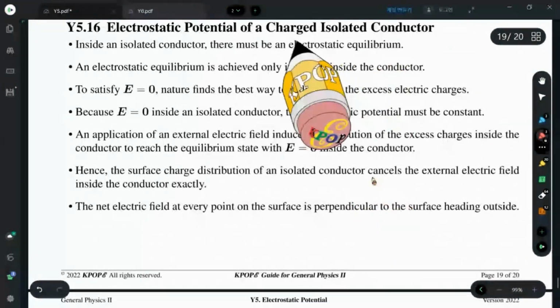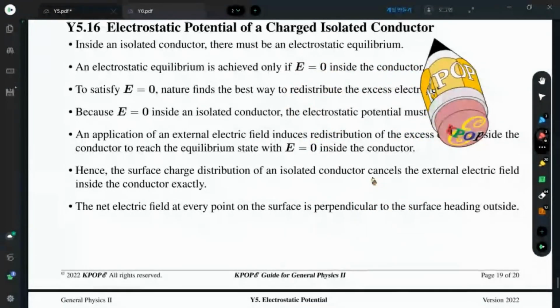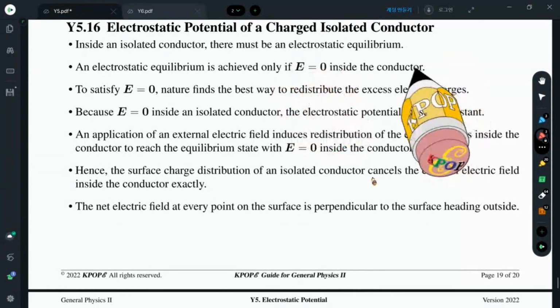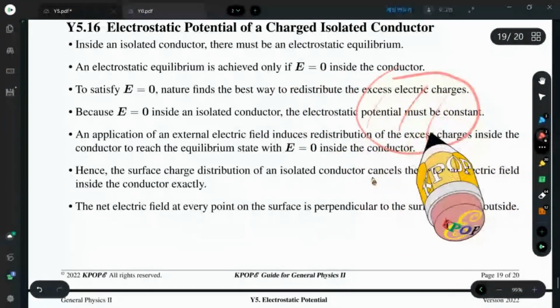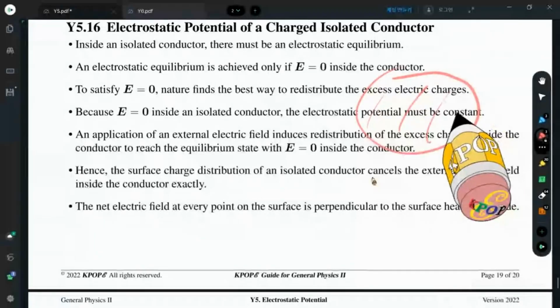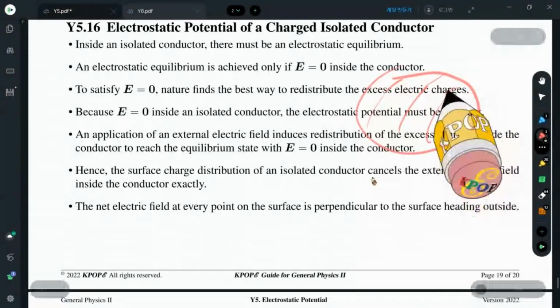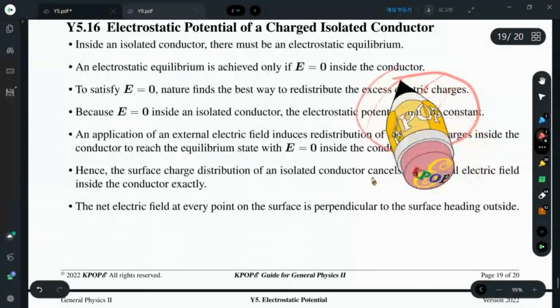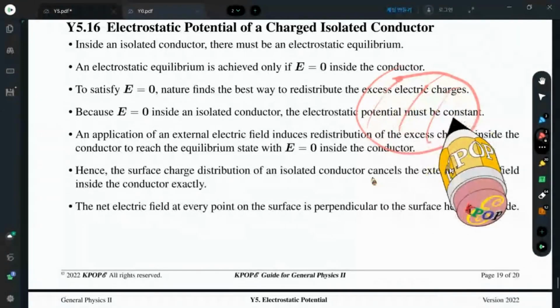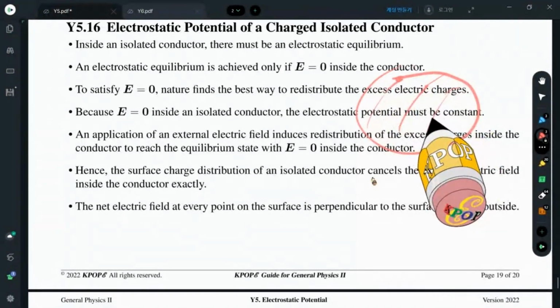We know the isolated charged conductor. This is different from the gravitational force. The electrostatic potential is related to the charged conductor, because a conductor allows any net charge to flow inside. So electrostatic equilibrium is to be reached to make the electric field inside the conductor always vanish.